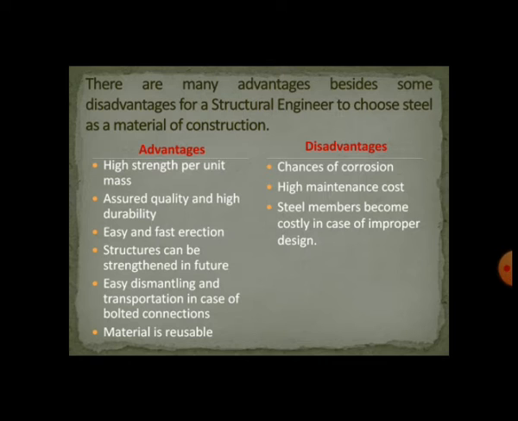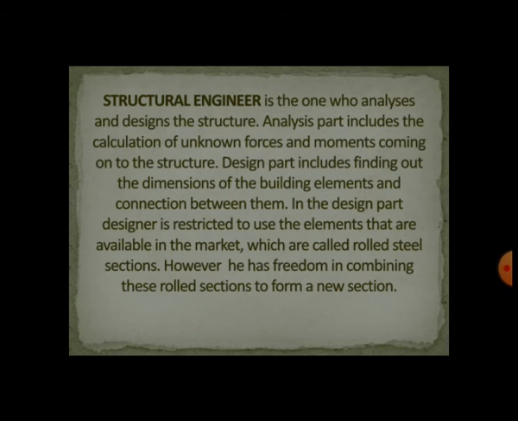Disadvantages: there is a chance of corrosion. Steel structures are prone to corrosion, so we need to maintain them to resist corrosion. We need to paint the structure, so that is a high maintenance cost. Steel members become costly in the case of improper design. When the design becomes inefficient, then the structure becomes uneconomical. When the members increase, the cost of the structure also increases. So these are the advantages and some of the disadvantages seen regarding steel structures.